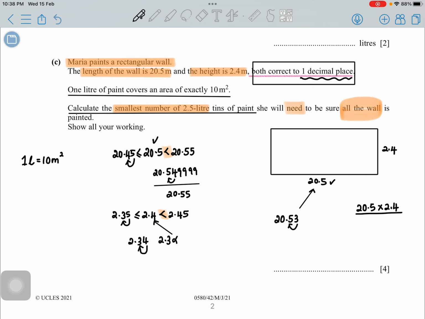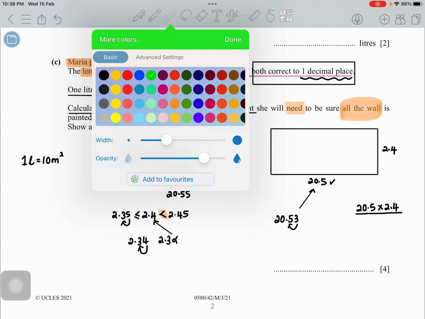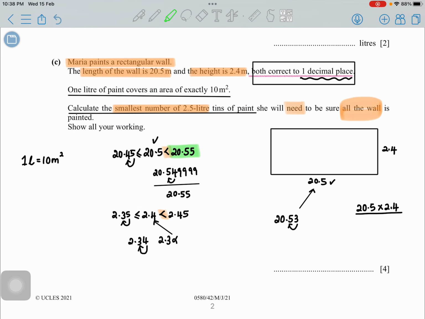Now, to find the smallest number of tins of paint, you must make sure that all the wall is painted, which simply means you need to find the maximum possible area of the wall. Maximum possible area comes from the upper bound, which is 20.55 and 2.45. Okay, let me explain. Now, let's say you are choosing 20.45, it means the length is slightly shorter. Am I correct? See, this is 20.5, so I take something small. And then if you take 2.35, it is slightly smaller than the height.